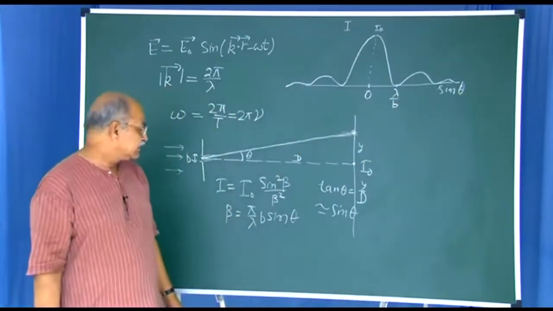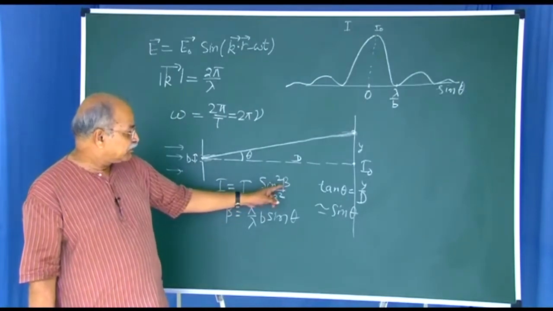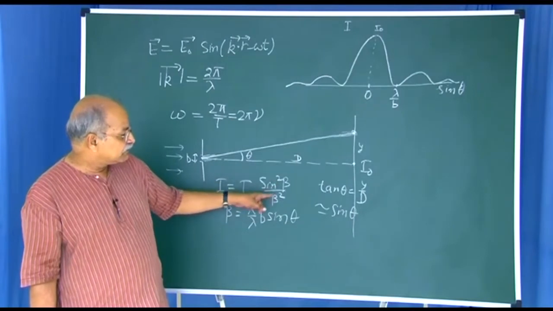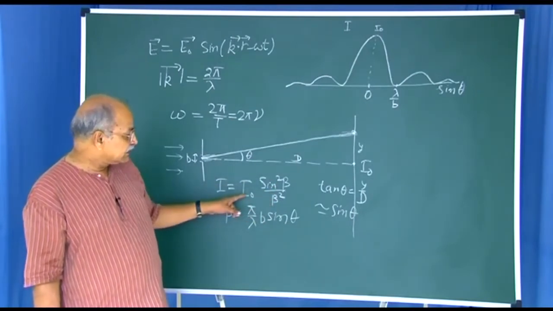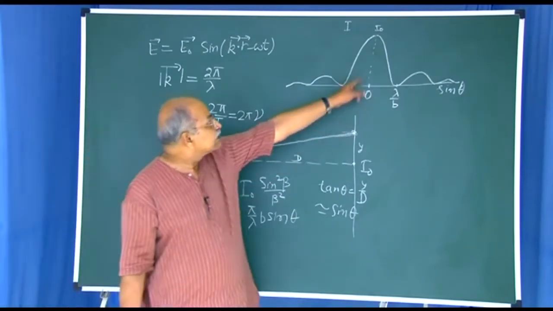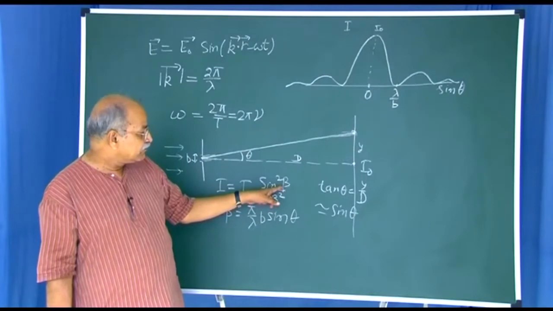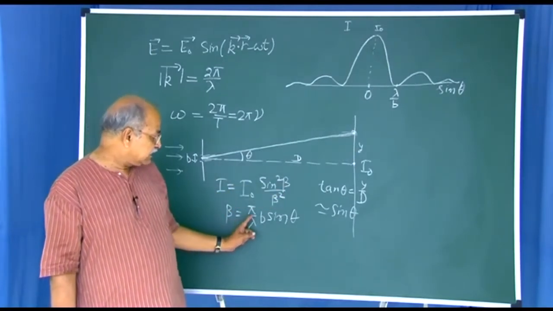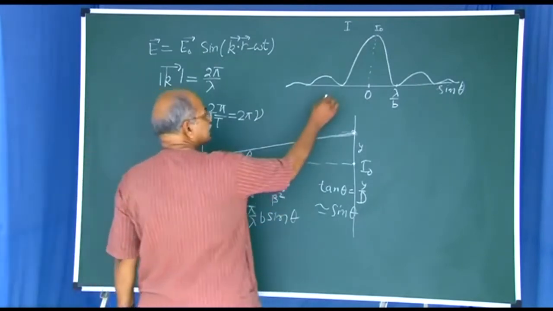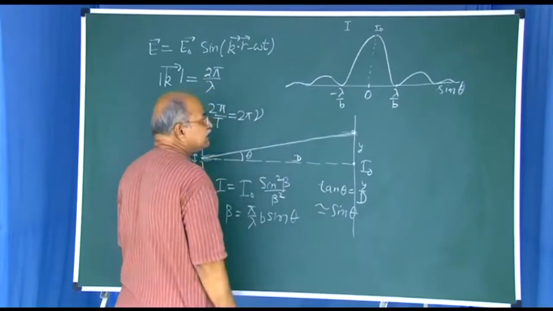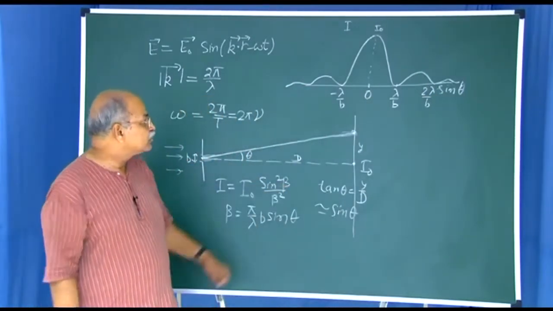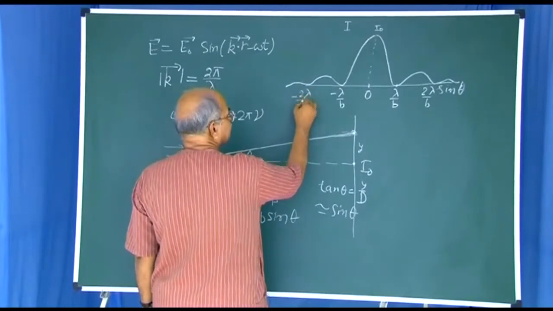This is intensity 0 here, and intensity 0 is when beta is pi. If beta is 0, then sine beta is 0, but then here also you have 0. So, this takes the form 0 by 0, and in the limit this will be 1. So, I is equal to I naught when beta is 0, and beta is 0 when theta is 0. So, here it is I naught, and then when beta is pi, sine of pi is 0, and therefore sine theta is equal to lambda by b. On this side it is minus lambda by b. Then this is 2 lambda by b when sine of 2 pi is 0, so beta is 2 pi, and so on, minus 2 lambda by b, and so on.